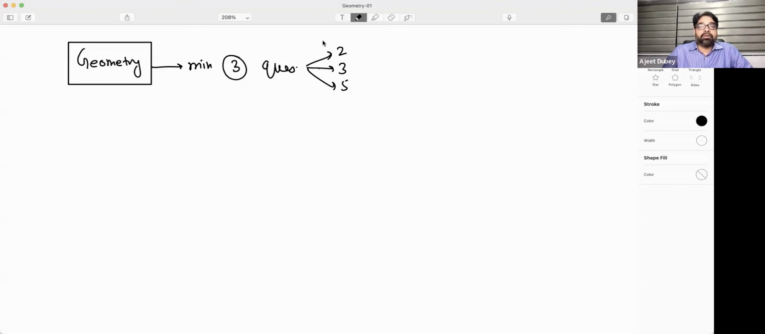So let's start with vectors because time is limited. We have to finish a lot. Whenever I go a little bit fast, please mention it in the chat box. I will slow down. So should we start?